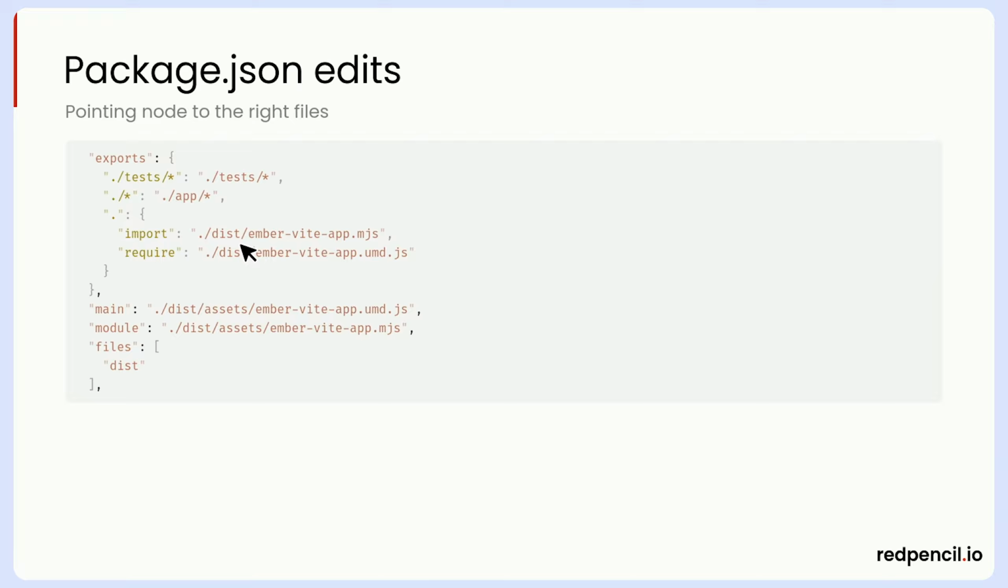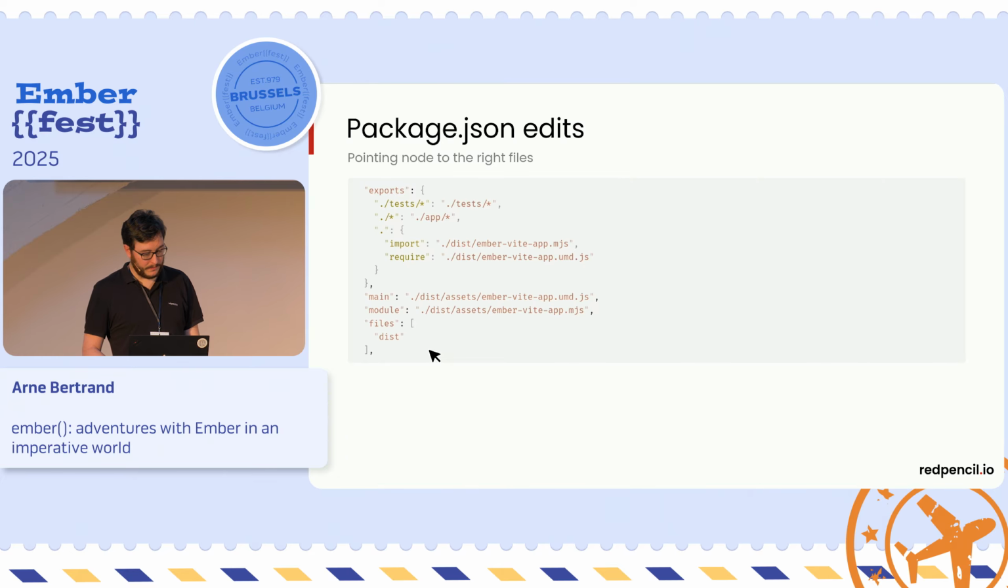It's really handy. I wish it was a little bit more powerful than it is, but it is already really powerful. And yeah, for import, whenever it's looking for an ES module, it'll use the import config. Whenever it's looking for a CommonJS module, it'll use the require config. And main and module are just the old versions of that. And of course, you need to also actually include your dist folder in the package bundle. Otherwise, it's just not going to be there when you publish to NPM. And that's it.